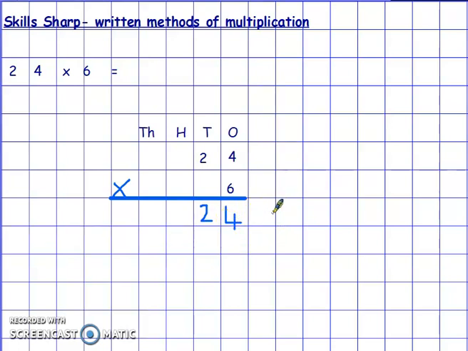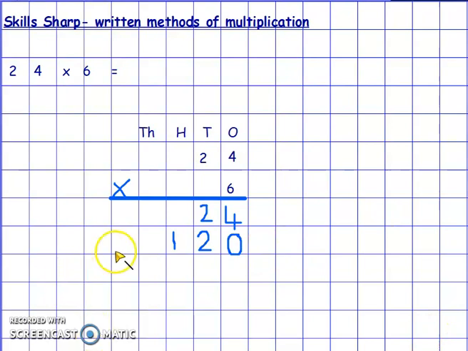Now we're going to be timesing by a 10 because we're going to do 6 times 2, but the 2 is a 10. So we'll put our placeholder down because we know that 10s have a placeholder. We're going to say 6 times 2 is 12. 6 times 20 is 120. And that zero's reminded us to do that. So far we've done 6 times 4 equals 24 and 6 times 20 equals 120.